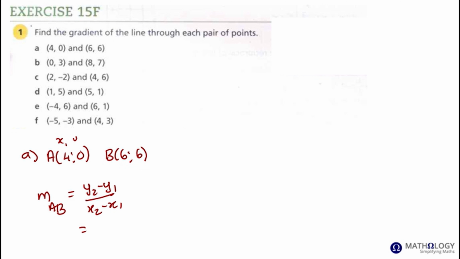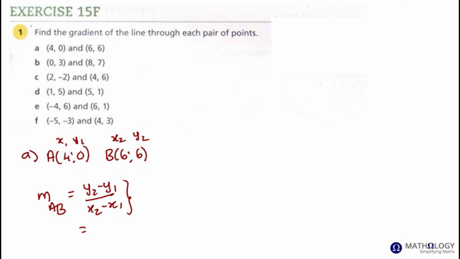Whatever point you label x1, y1, it does not matter. What does matter is the order with which you write out this formula. It's always y2 minus y1 over x2 minus x1. Which point you call x1, y1, x2, y2 is irrelevant.